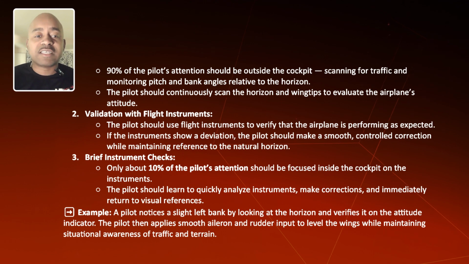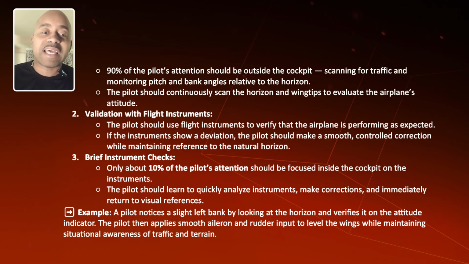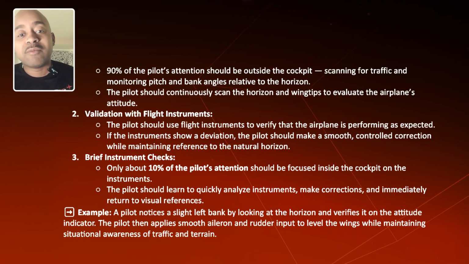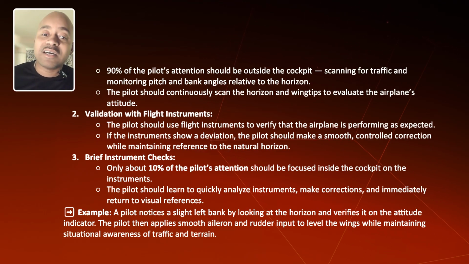So an example of the scan is if you notice that there's a slight left bank by looking at the horizon, and verify it by looking at the attitude indicator. The pilot then applies smooth aileron and rudder inputs to level the wings back by maintaining situational awareness of the traffic and the terrain. And we kind of talked about the sensory feedback.